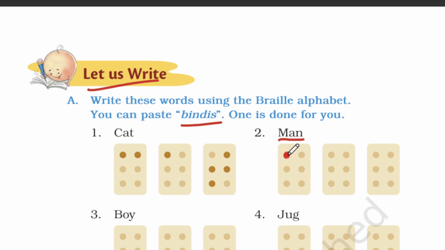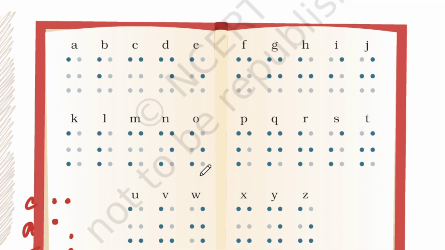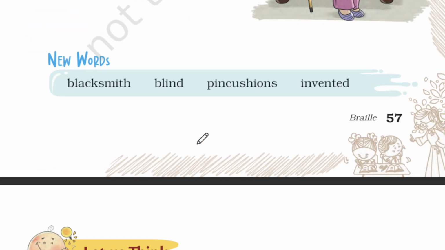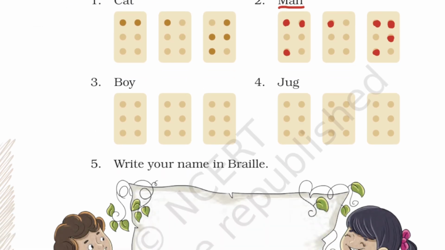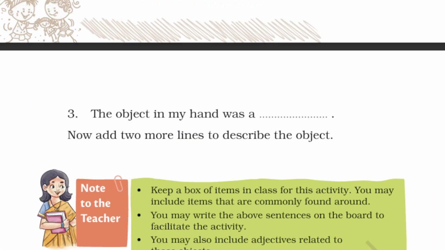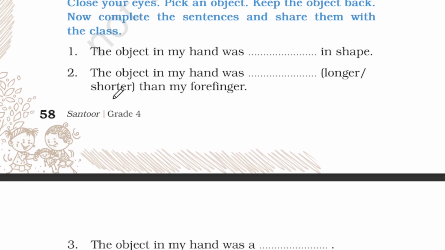So M. Okay. And A is only one dot. And next N. So where is N? N is here. So this is N. Okay. Next we have boy. So boy, what we have to do? We have to check the Braille alphabet for B. So this is B, two dots.